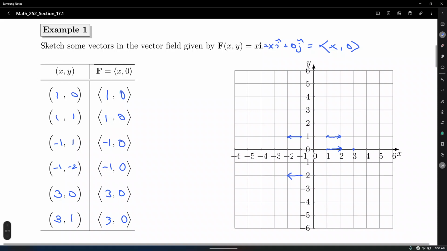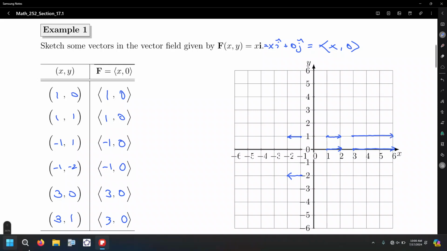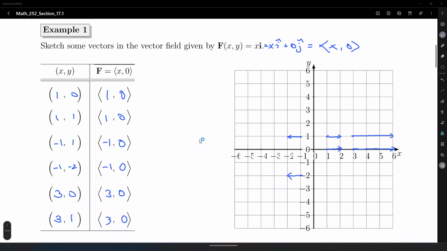And I'm going to plot the vector, rather, 3, 0. 3 units in the x direction, 3 units in length, but 0 units in vertical length. Lastly, at the point 3, 1, I'm going to plot the same vector.